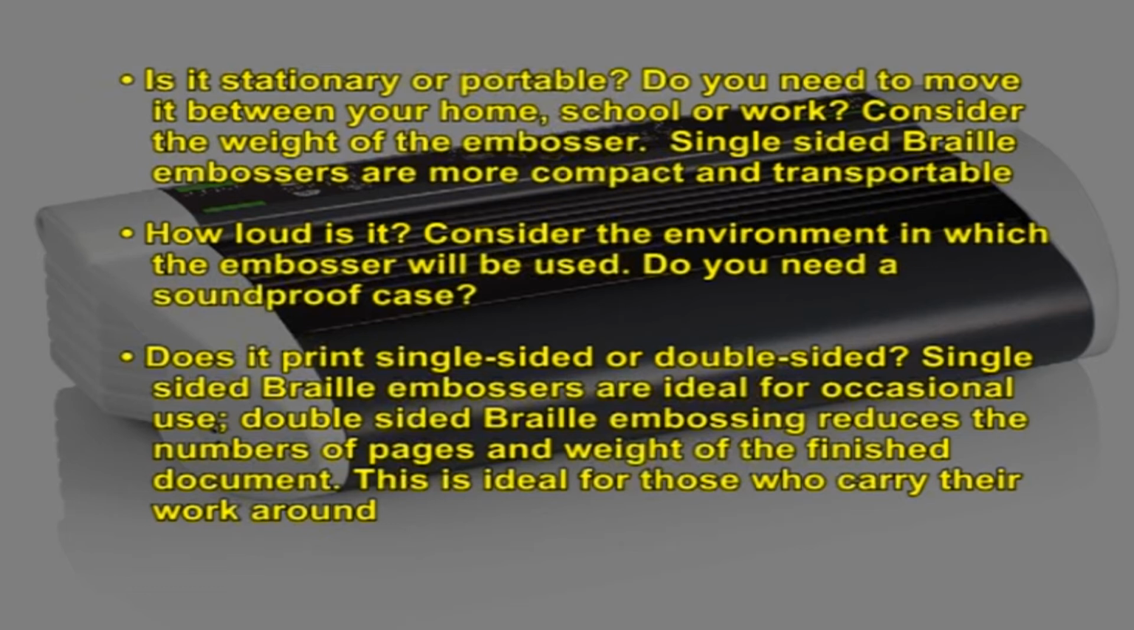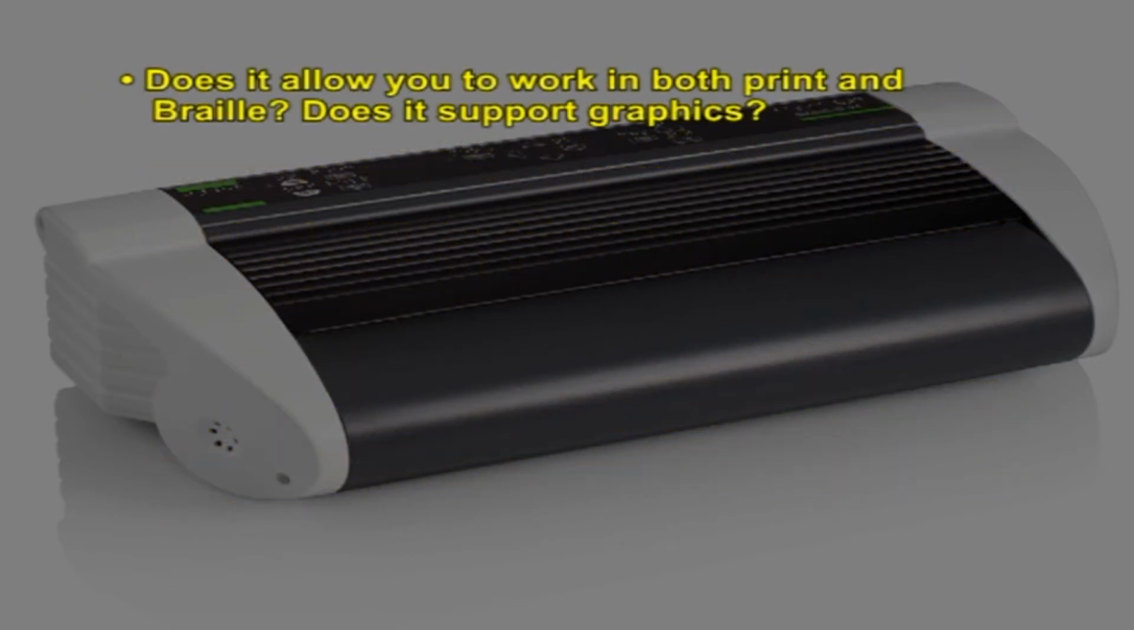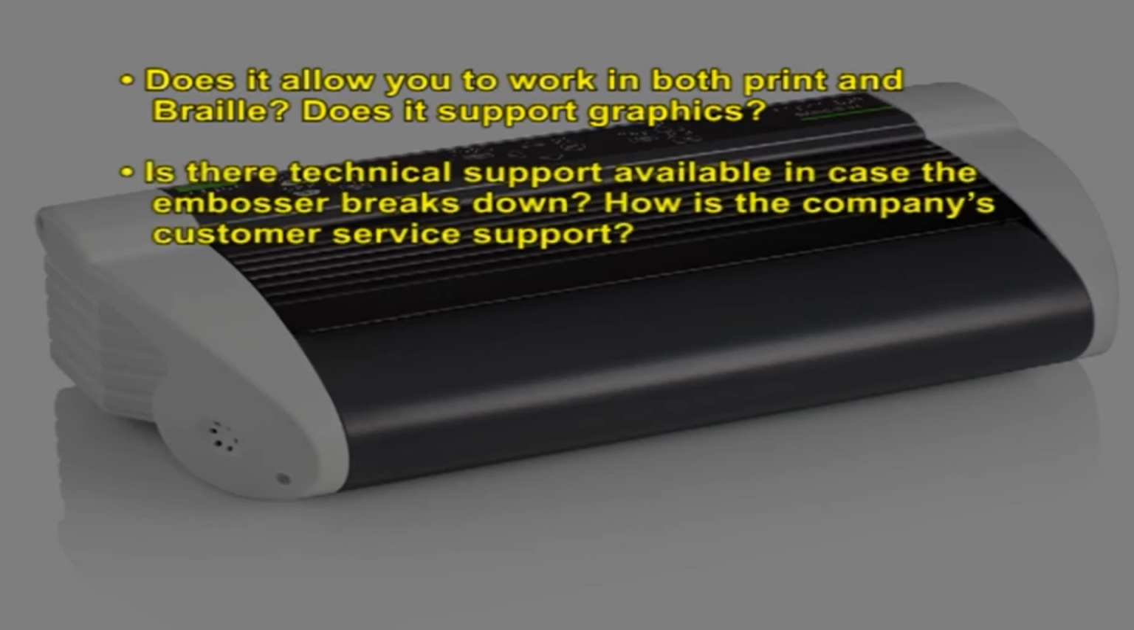Single-sided Braille embossers are ideal for occasional use. Double-sided Braille embossing reduces the number of pages and weight of the finished document. This is ideal for those who carry their work around. Does it allow you to work in both print and Braille? Does it support graphics? Is there technical support available in case the embosser breaks down?